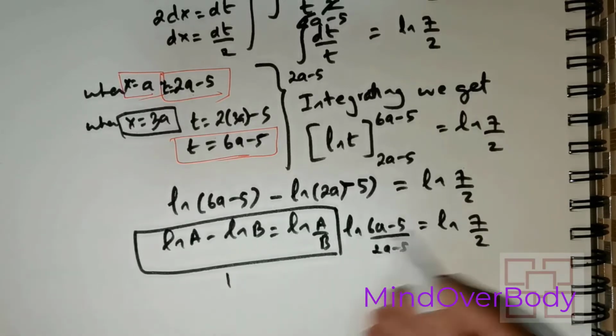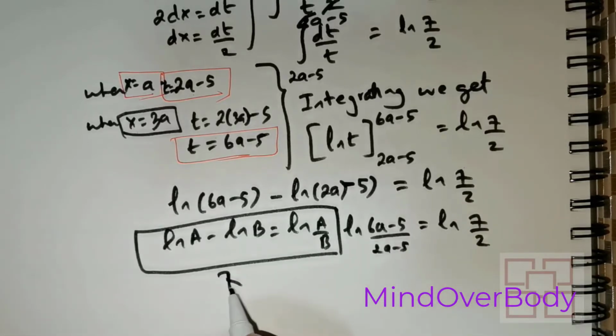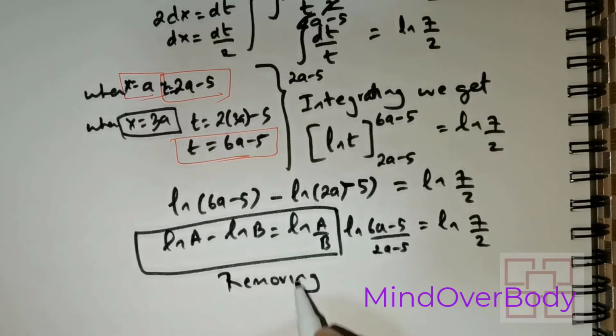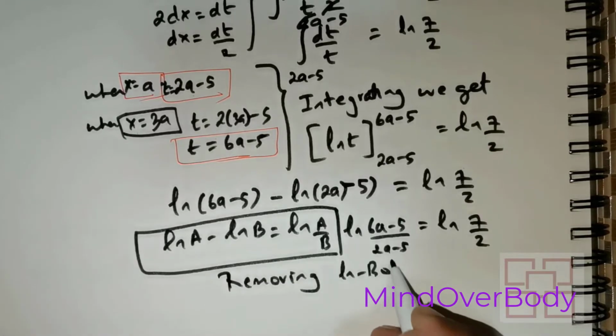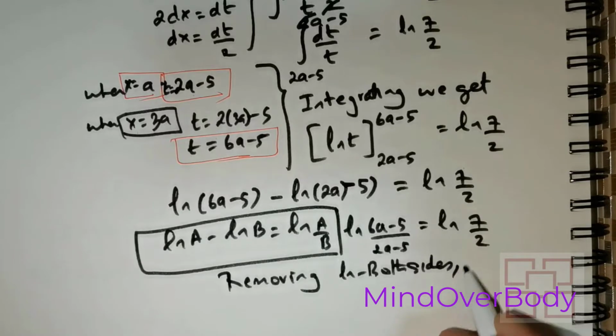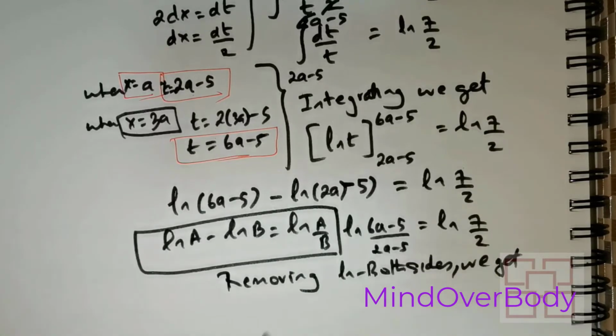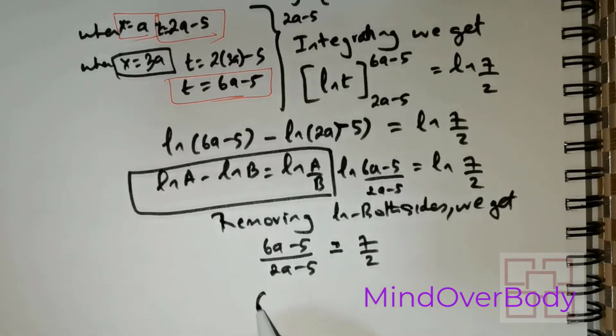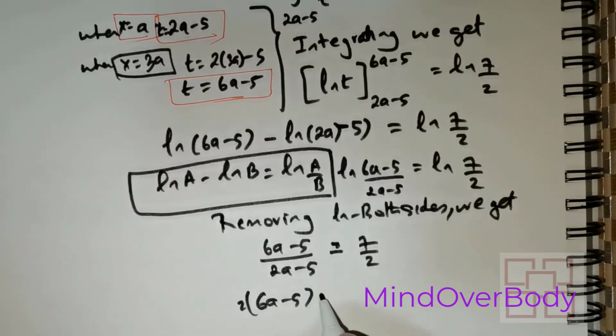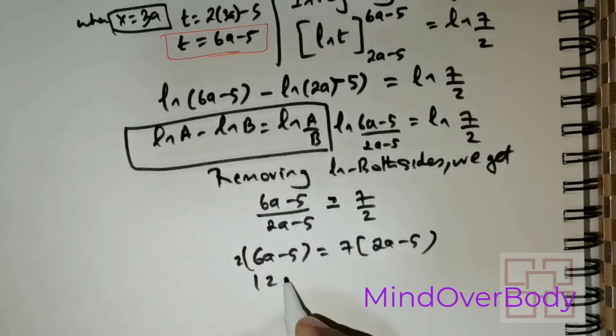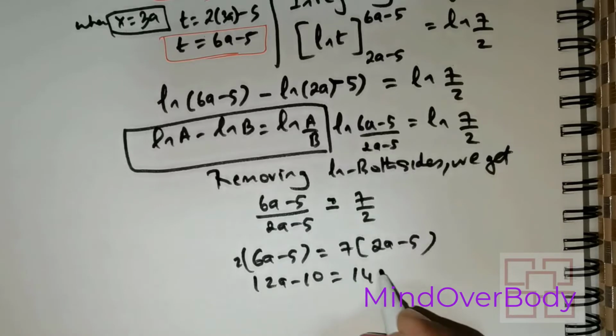Now you can drop ln on both sides. So removing ln on both sides, what happens? You get 6a negative 5 divided by 2a negative 5 is equal to 7 over 2. You cross multiply, you get 2 times 6a negative 5 is equal to 7 times 2a negative 5. This is going to be 12a negative 10 is equal to 14a negative 35.